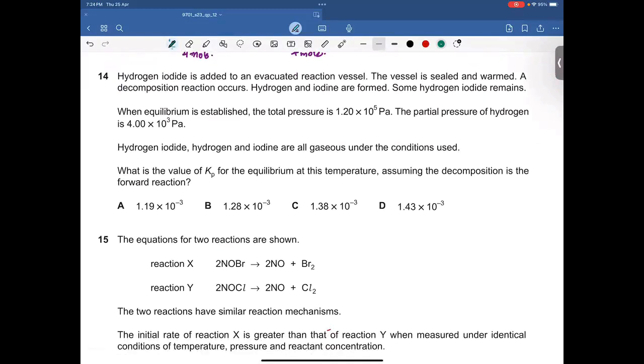Okay, hydrogen iodide is added to an evacuated reaction vessel. The vessel is sealed and warmed. A decomposition reaction occurs. Hydrogen and iodine are formed. Some hydrogen iodide remains. When equilibrium is established, the total pressure is 1.2 into 10 to the power 5 Pascal. The partial pressure of hydrogen is 4 into 10 to the power 3 Pascal. Hydrogen iodide, hydrogen and iodine are all gaseous under standard conditions used. So all of them are gases. What is the value of Kp for the equilibrium at this temperature, assuming the decomposition in the forward direction?